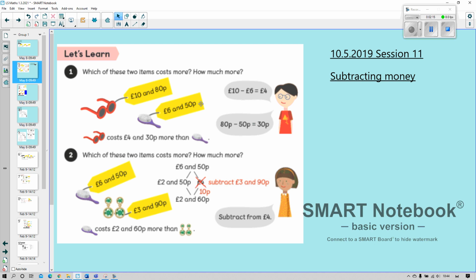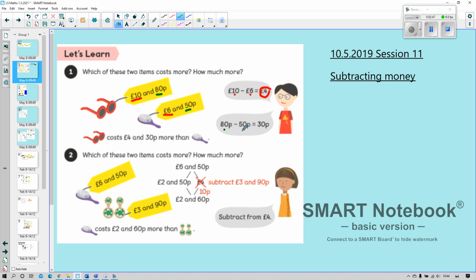Now, the first thing we're going to do is subtract the pounds. I get my pen at the ready to find the pounds. I've got £10 and £6. So the first subtraction that we're going to do is 10 subtract 6, which leaves us with 4 whole pounds there. The next thing we're going to do is come across and look at the pence. Let's change my colour. We've got 80 pence, take away 50 pence, and here it is.